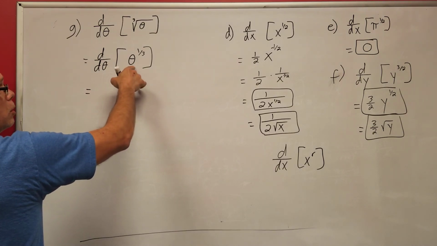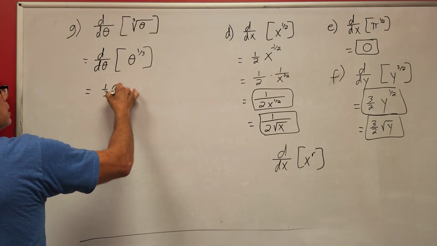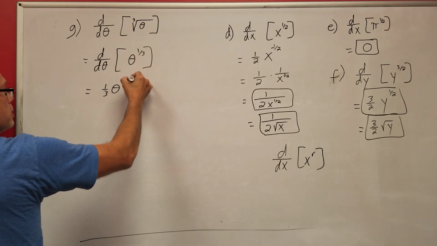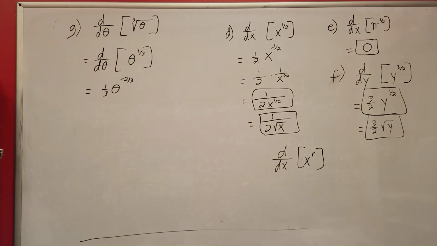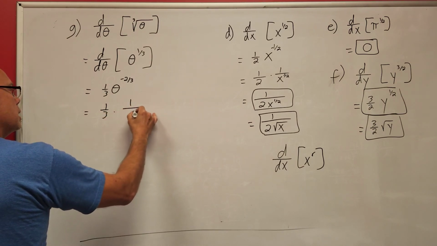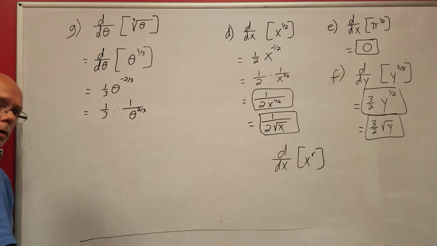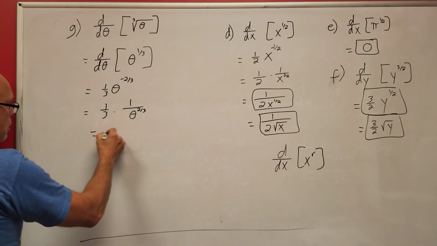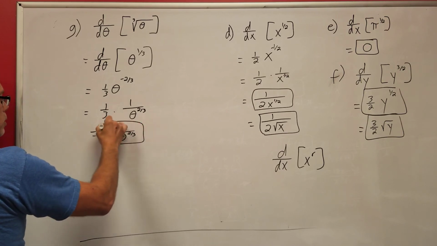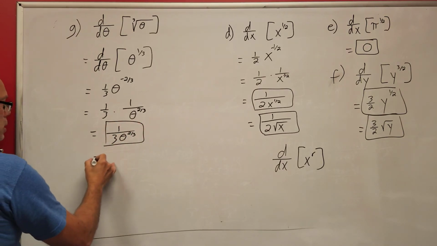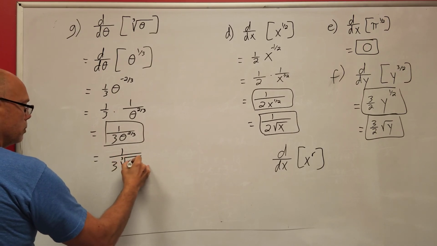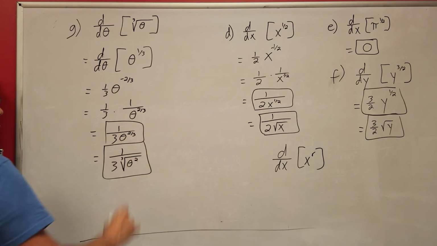Well, let's apply that power rule. We're going to have 1/3 times theta, and then subtract 1 from this. If I subtract 1 from that, I get negative 2/3. So that gives me 1/3 times 1 over theta to the positive 2/3. And if I multiply straight across, I get 1 over 3 times theta to the 2/3 is one way I could write my answer. How else could you write your answer? 1 over 3 times the cube root of theta squared is another way.